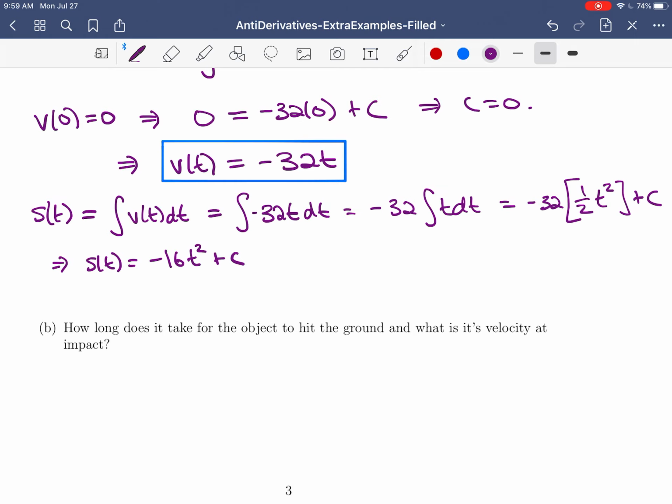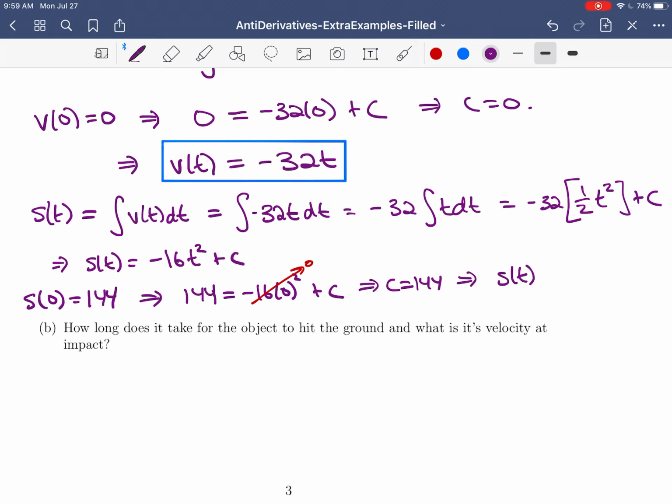But again, I have an initial condition, so s of 0 is 144. So that means 144 is equal to negative 16 times 0 squared plus c. This part is 0, so that means that c is 144. So now we have our formula for the height. So s of t is going to be negative 16t squared plus 144. And this is the formula that we were looking for. That is going to give us the height at any time t of this object.